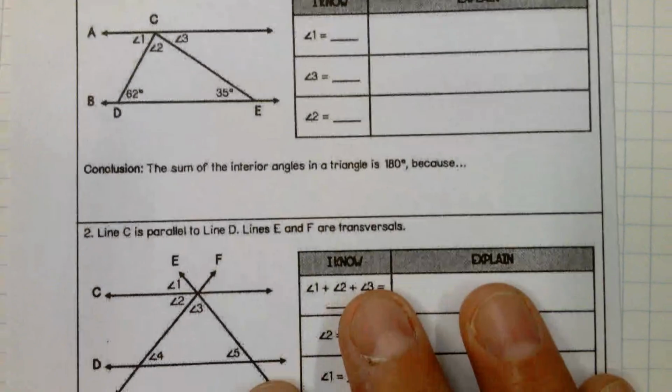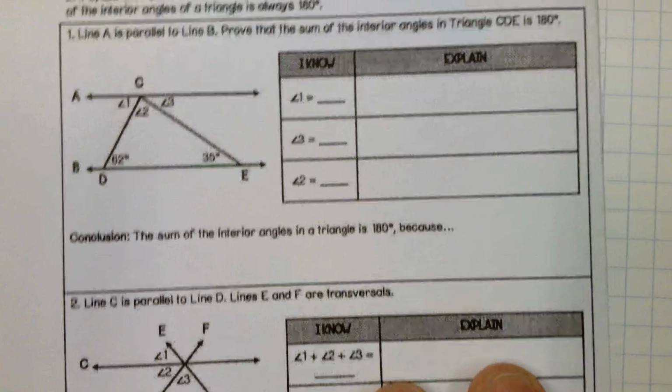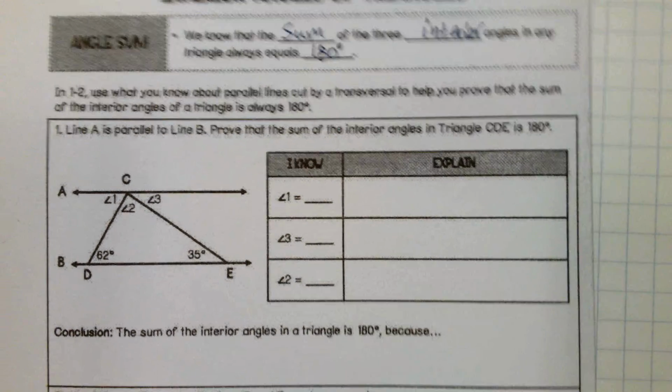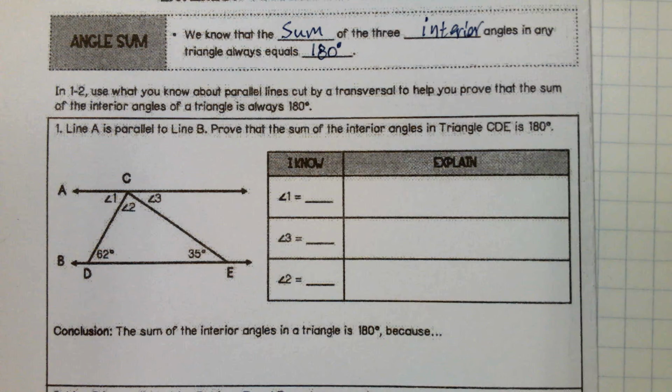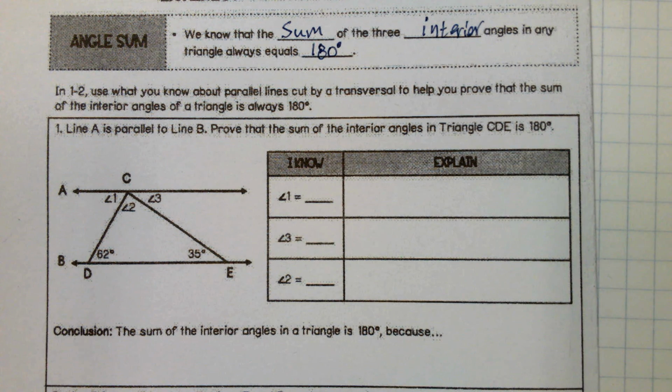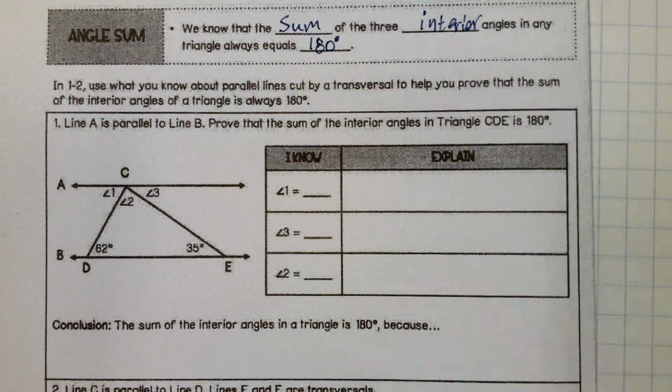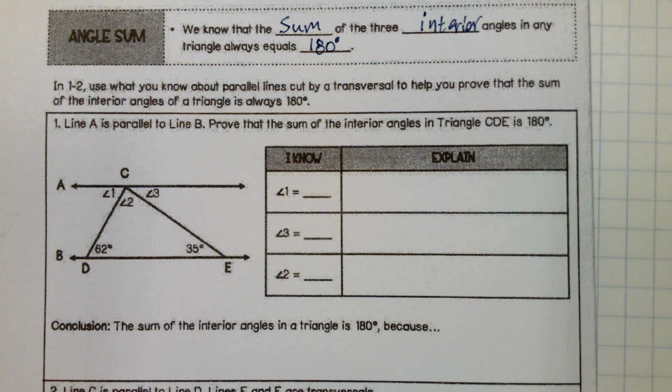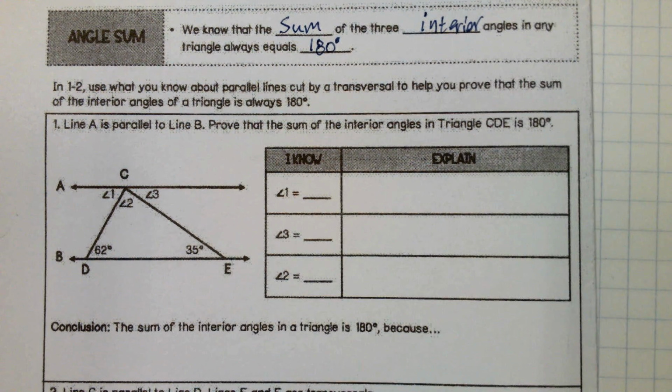And next we have two proofs, two separate ways of proving why it's true. We'll just do one of them. We'll do the first one. And I think that should be enough to prove to you that this would always work. It says, in 1 and 2, use what you know about parallel lines cut by a transversal to help prove that the sum of the interior angles of a triangle is always 180. Okay? Again, this is important, so I'm going to make sure we go through at least one of these proofs, and we'll do the first one.